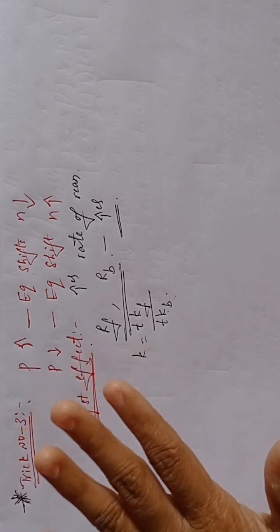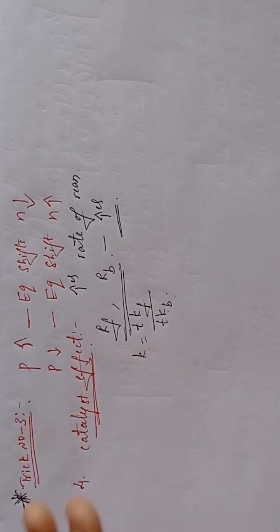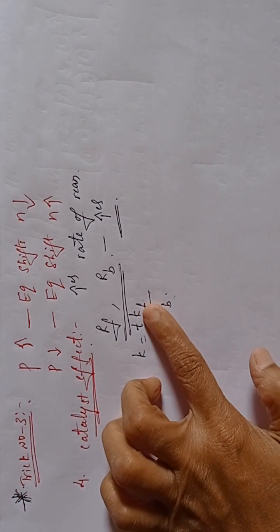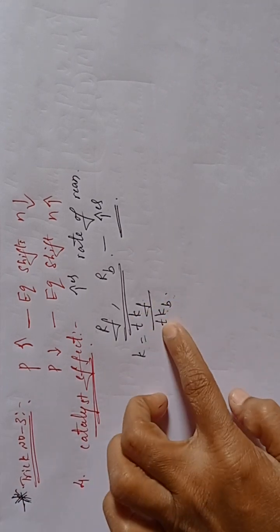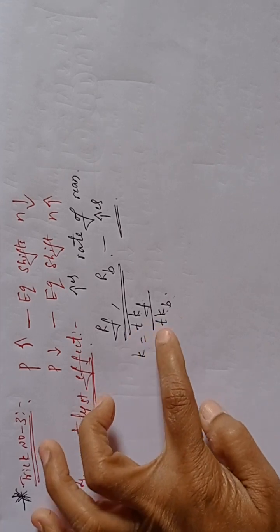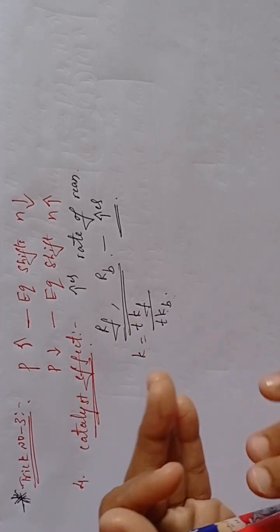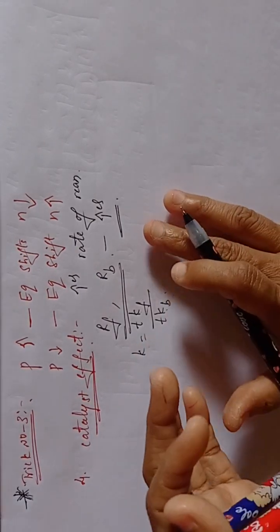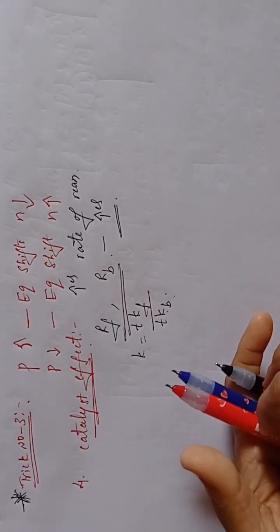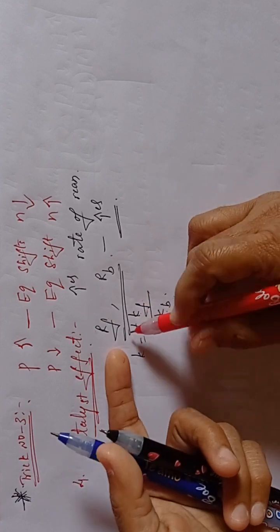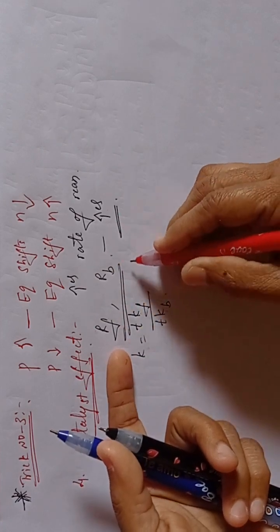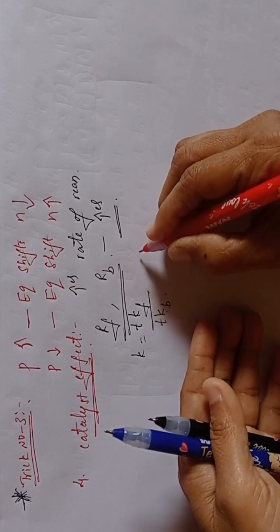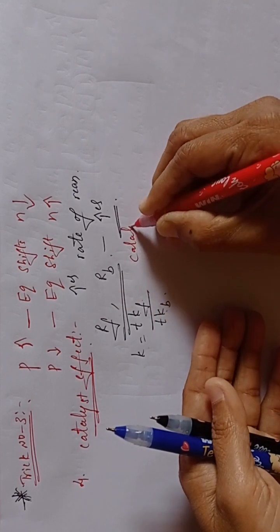How many times is the forward reaction increased? The same number. The backward reaction is also increased by the same times. Here T times, here T times. That means both are increased by equal times. Are you following? So the rates of the forward and backward reactions are both increased by equal times. Are you clear?